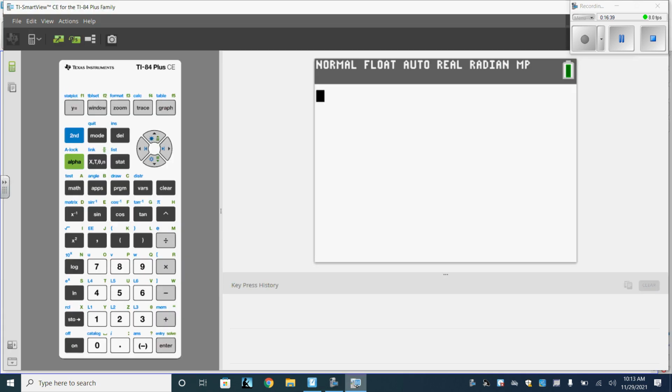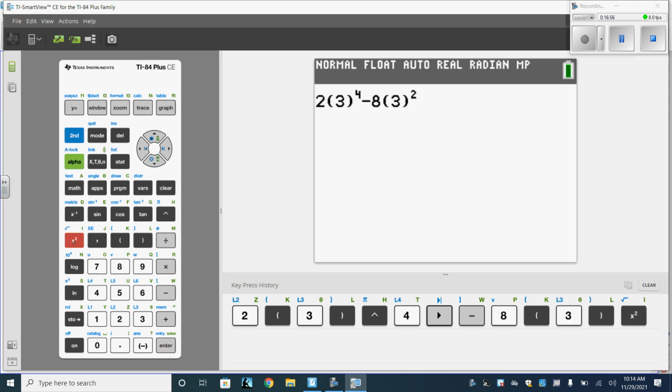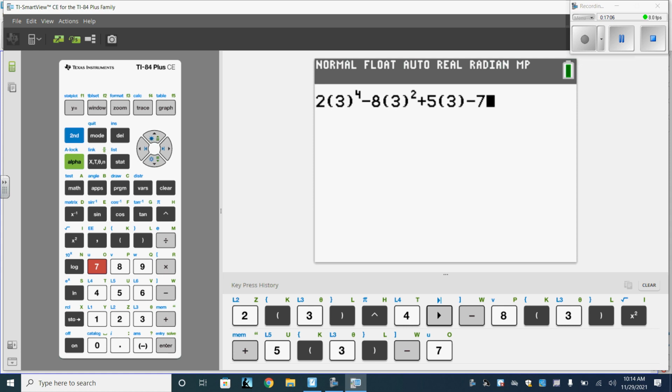Now, we could type this into the calculator because we can say 2 parentheses 3 close parentheses to the 4th, minus 8 parentheses 3 close parentheses squared, plus 5 parentheses 3 close parentheses, minus 7, and enter, and we would get 98. Any questions on this here?